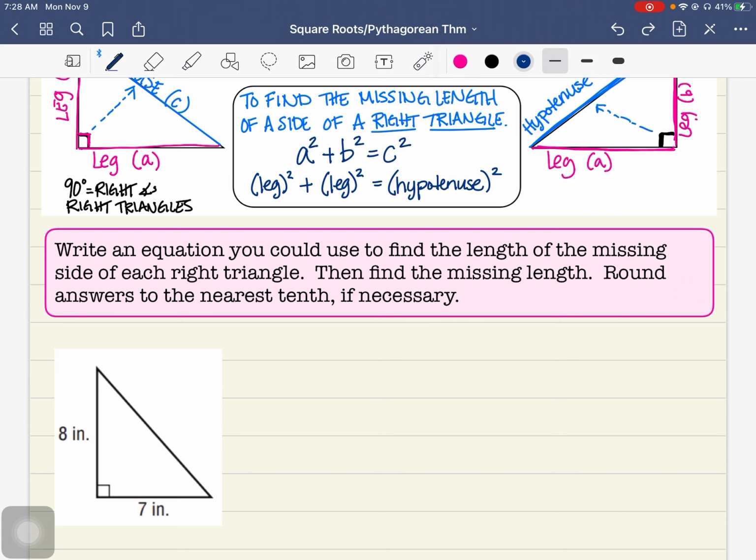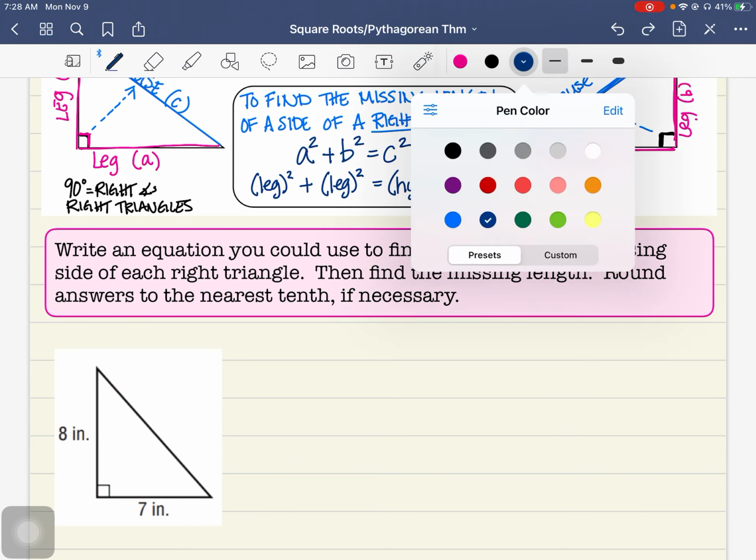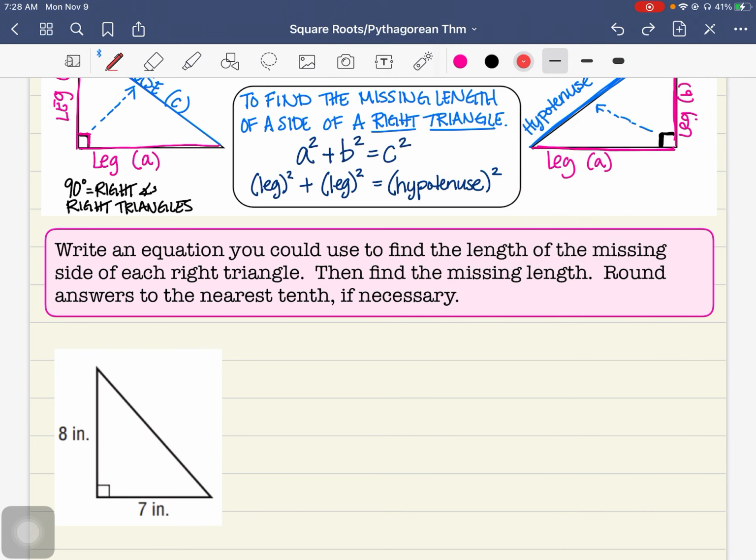All right, so here are the steps that we're going to use for this. Step number one, we want to label each side.